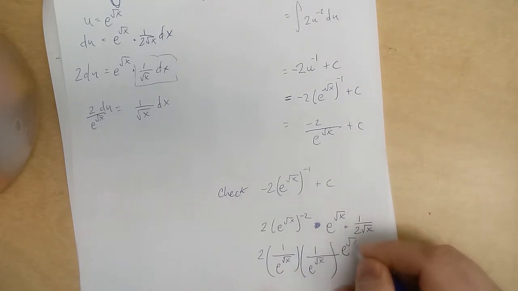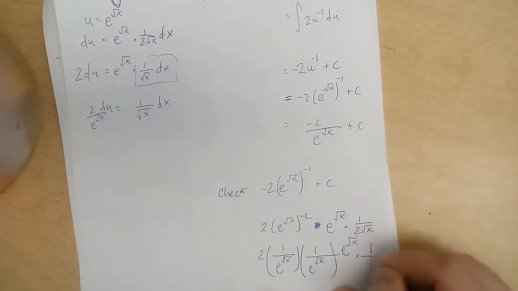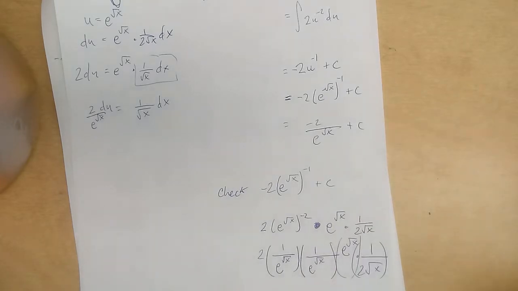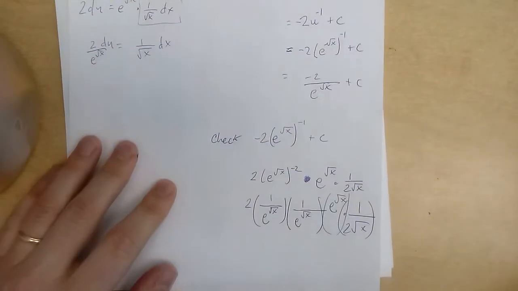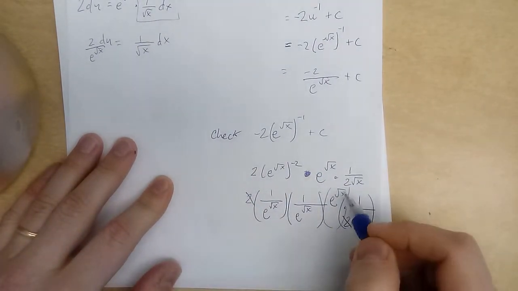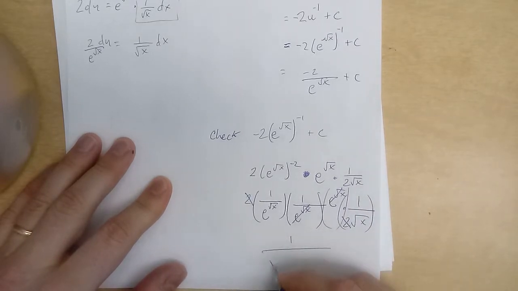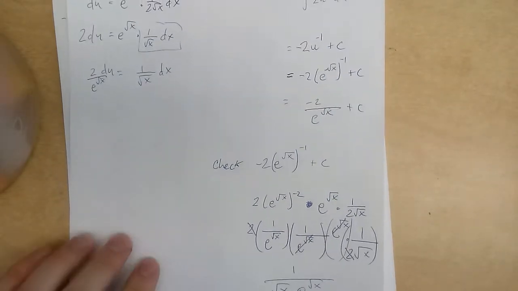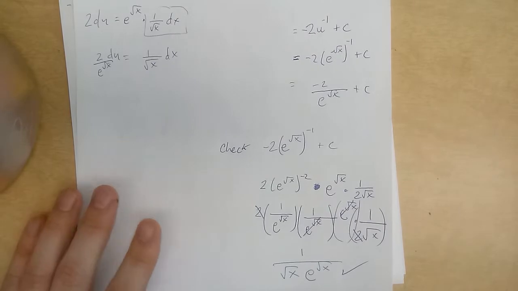We have e to the radical x up here, and then we have that down there. So I see a 2 on the top and a 2 on the bottom, so I can cancel those. I see 2 of these down here and 1 of these up here, so I can cancel those. And we are left with 1 over radical x e to the radical x. Okay. So it absolutely checks out.